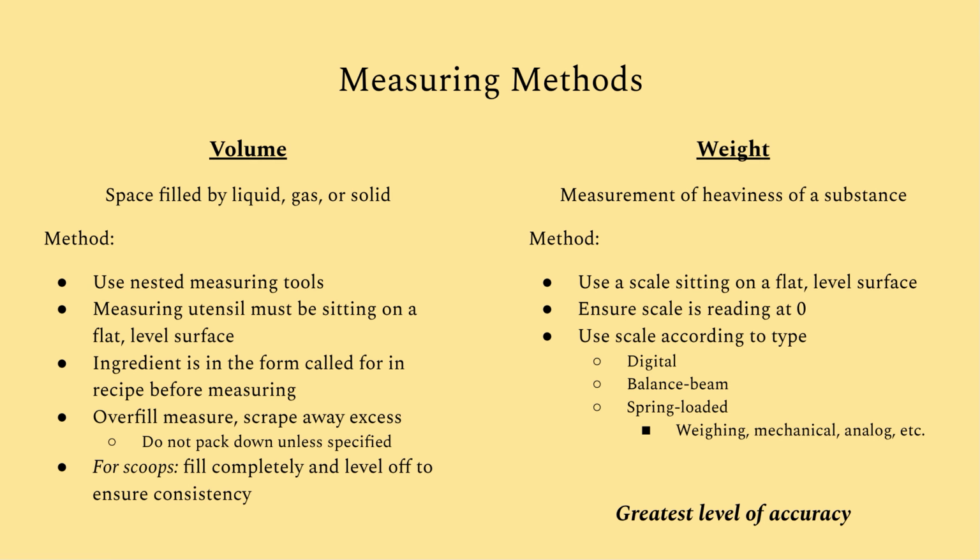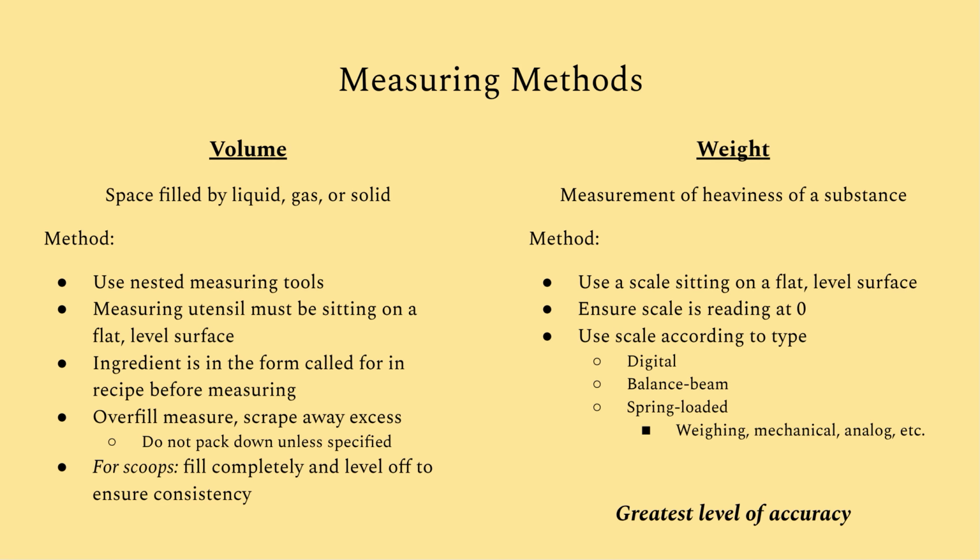So going back to weight, the heaviness of a substance, you're going to use a scale to do this. Just make sure that the scale is sitting on a flat surface. You're going to turn the scale on, ensure that it does read 0. If you're going to add a container to the scale, make sure you add the container and then use the tare button. That will take the reading back to 0, and then you can go ahead and use the scale accordingly. There are 3 different types I'm going to cover: digital, balance beam, and spring loaded.